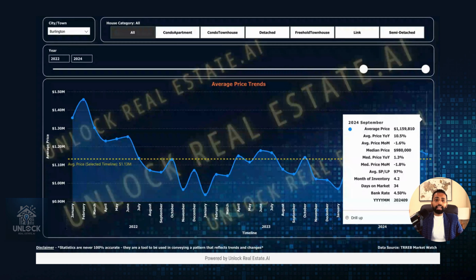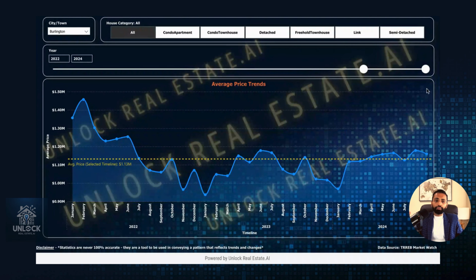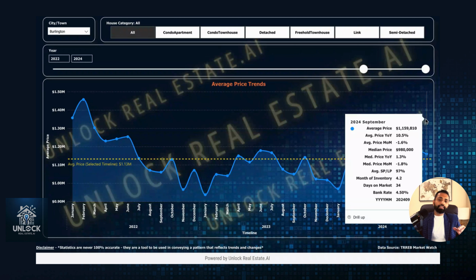But the same rule applies over here. You cannot just make a decision based on the overall Canada market. You cannot just make a decision based on the overall GTA market. In fact, you cannot even make a decision based on the overall Burlington market. So the first step as a buyer, seller, or investor is the city.